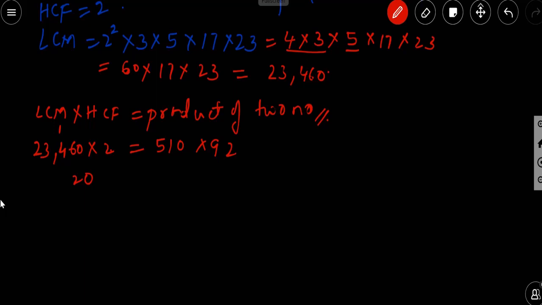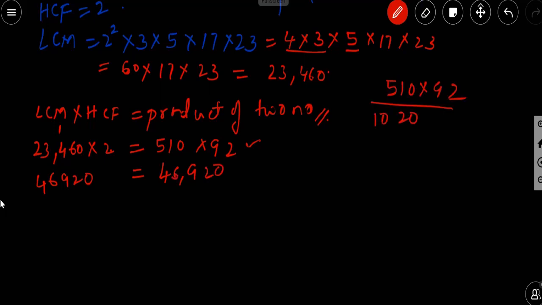If I multiply this, 2 zeros are 0, 2 6s are 12, 1 carry, 2 4s are 8, 8 plus 1 is 9, 2 3s are 6, 2 4s are 8. So you're going to get this number. Now please multiply these two. I'm going to multiply with my calculator. If you multiply, you're going to get the same number, 46,920. Are you getting the same number? Yes, we are getting the same number. So hence proved, you can write hence verified, or you can write LHS is equal to RHS.